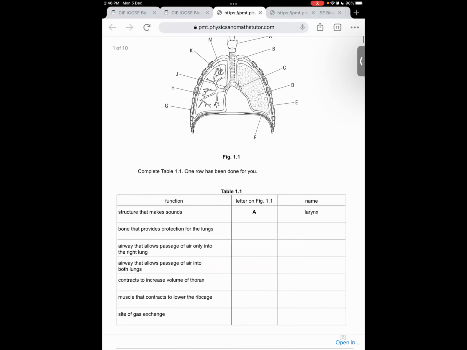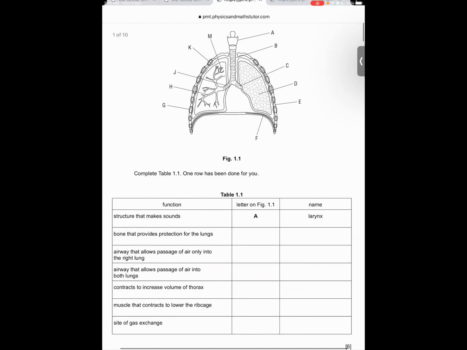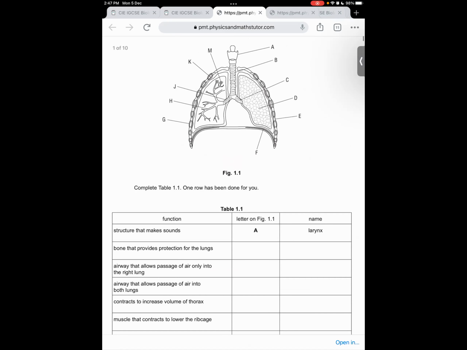अच्छा, now let's do the third one. Now look at this diagram very carefully. अब A नहीं बोलना आंसर, थर्ड वाले को देखो. Sorry, थर्ड नहीं, फोर्थ. Airway that allows passage of air into both lungs. B. What is the name of B? Trachea.